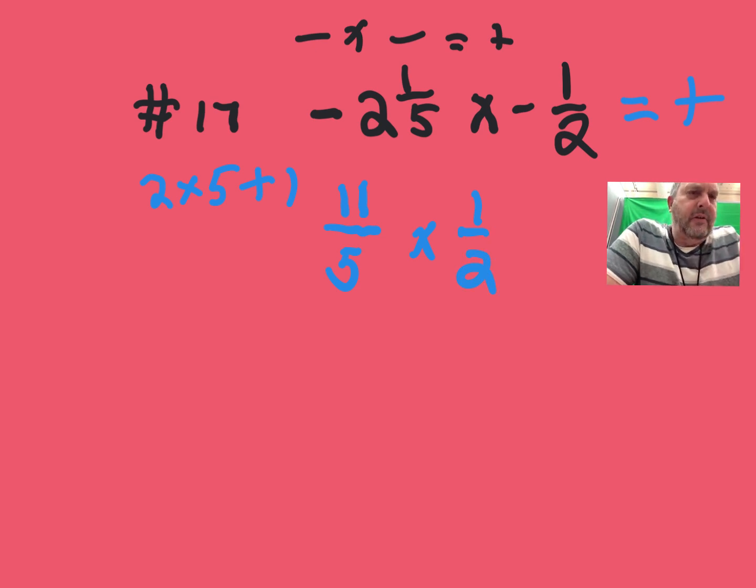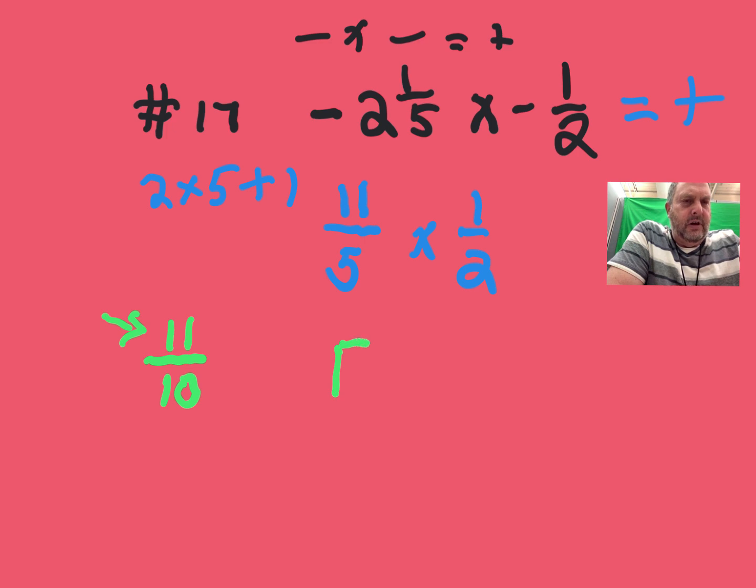So now we just multiply across, and we get 11 times 1, and the answer to that is 11. 5 times 2, the answer to that is 10. Now I'm not done, because my top number is bigger than my smaller number. I have an improper fraction. And my math teacher is going to want me to change that. So this says 11 divided by 10.